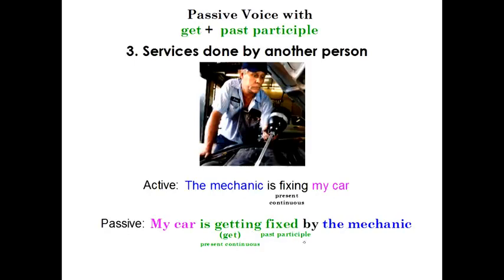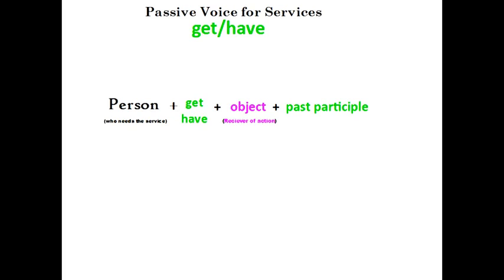And fixed is the past participle. Okay? Always using the past participle. But let's take a look at a very, very specific type of passive voice for services. Now, I can use get and have to talk about services provided by another person. Okay? Now, this is the formula.